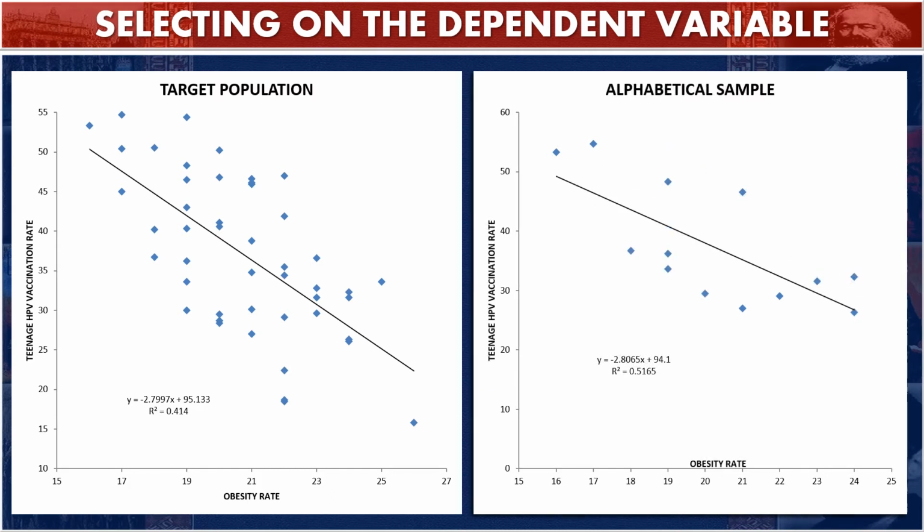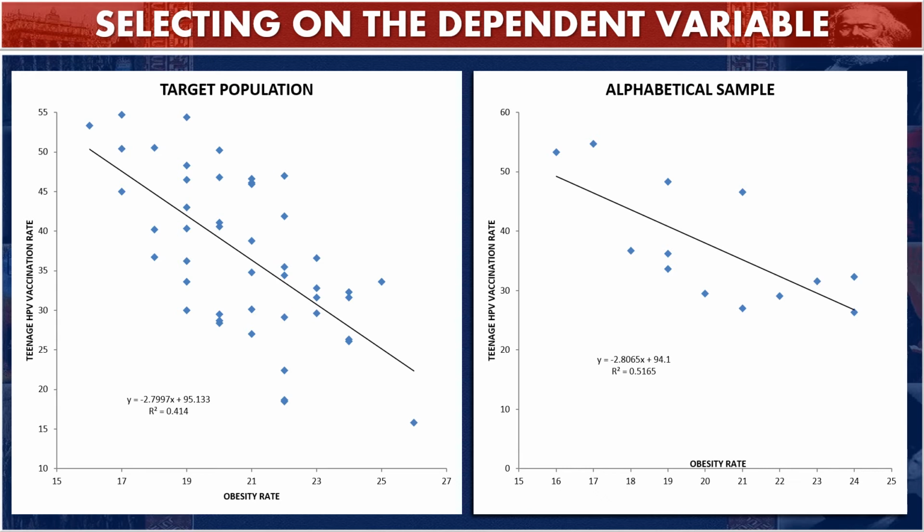So let me just do an alphabetical sample. Let me go through the 50 states in alphabetical order and just select every fifth state. That'll give me 10 observations. Okay, let's take a look at this. Well, this is pretty good. If you look at the equation, 2.8, 2.8 for the slope. Intercept is 95, intercept is 94. That's pretty close. And even the R-squared is pretty close, 0.41 versus 0.51.